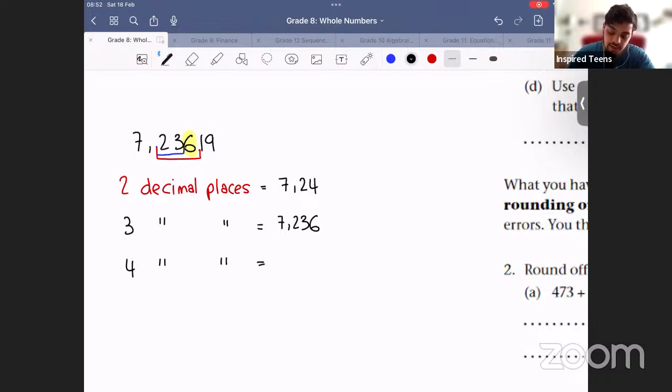Let's talk about 4 decimal places. If I need to round off to 4 decimal places, I need to have 4 digits after the comma, and I look at the 5th digit to round off. In this case, the 5th digit is 9, so I'm going to round that number up. This is going to be 7,2362. Obviously, 1 rounded up is 2. Okay, so there we go.